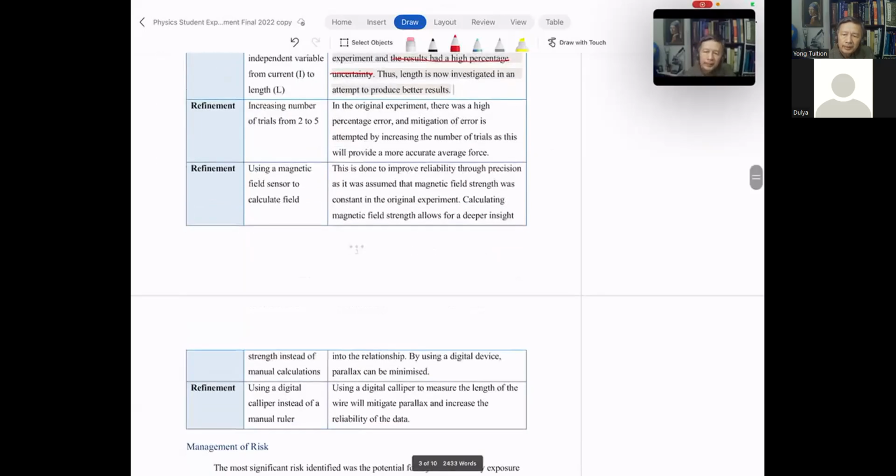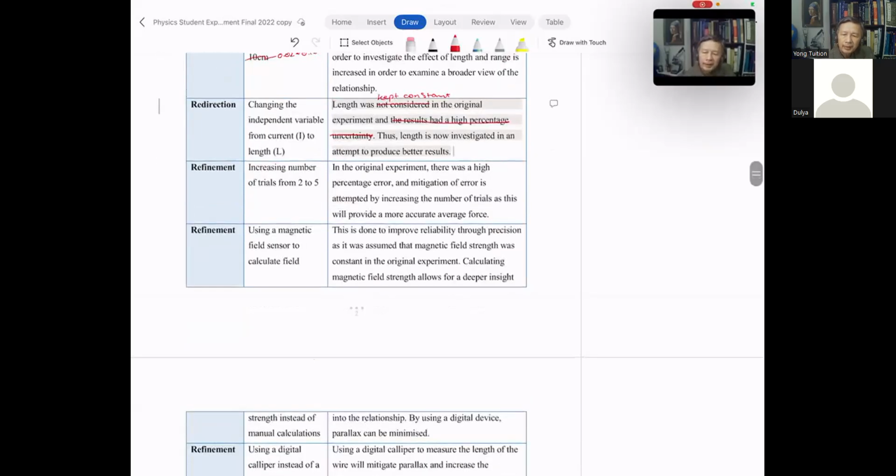Refinement's not that important, I think, because that's easy to justify. Okay. Do you think this part is a logical conclusion? Which one? Can you highlight that part? Buff length is now investigated in an attempt to produce better results. Can I justify it more? No, so can you just put it that way?